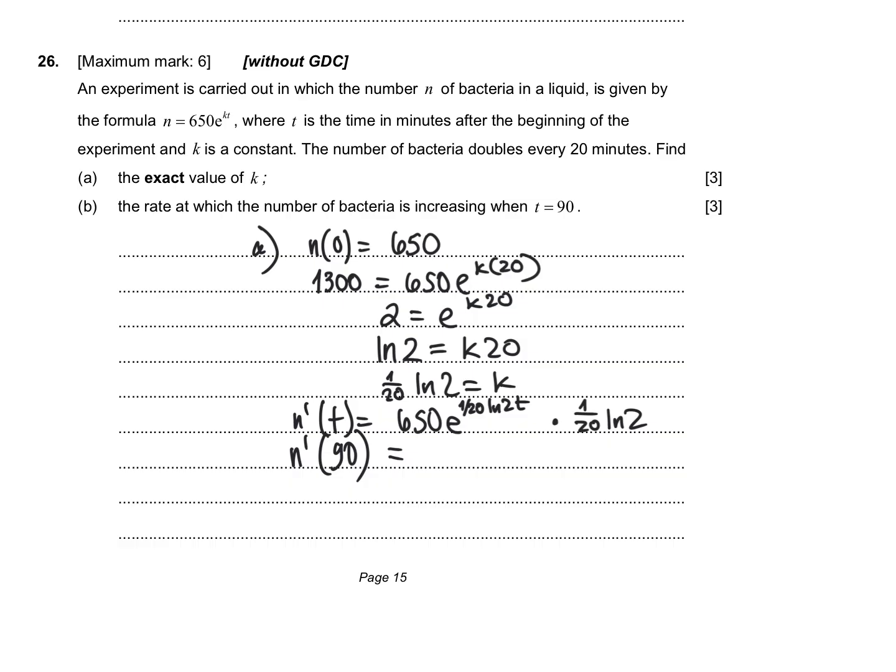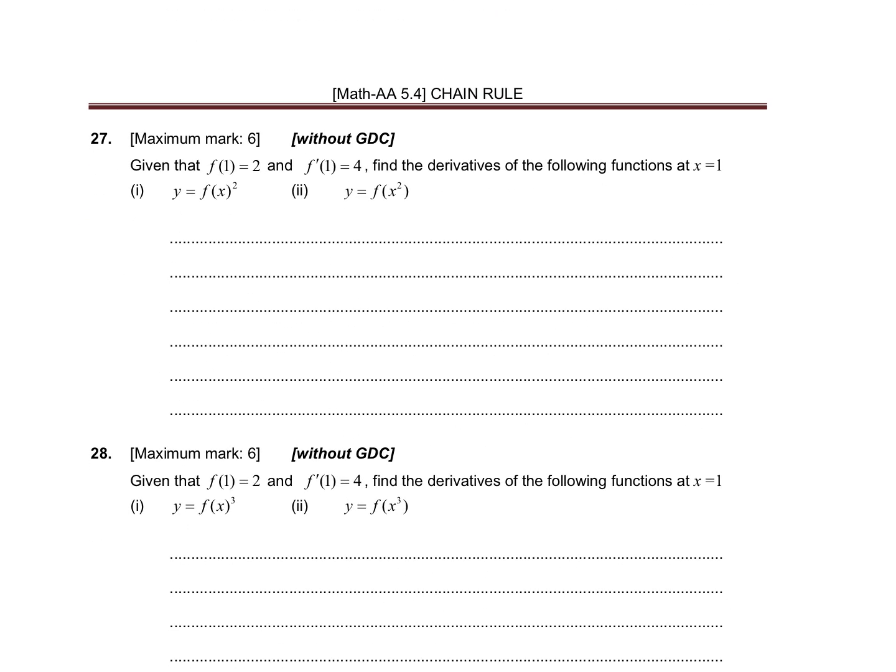So we're going to have, first of all, I'll cancel the tens. So we're going to have 65 over 2 natural log 2, and then e to the 1 over 20 natural log 2 times 90. I think this has to be in a calculator. So in the mark scheme, they give it as a decimal, so it must be. And so I would have done numerical derivative there with the calculator from the beginning if I'd have known.